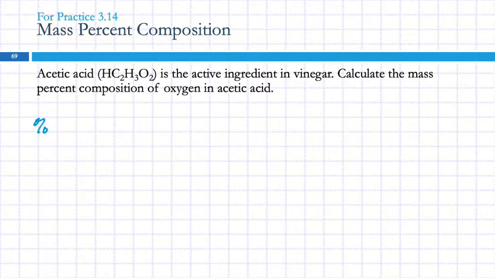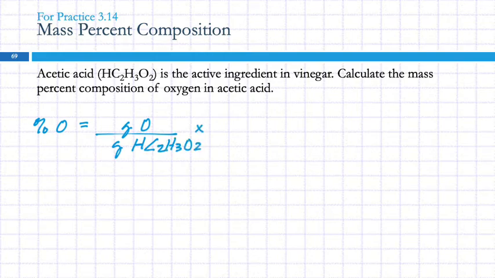So we're looking for percent oxygen. So we want to know how many grams of oxygen in how many grams of HC2H3O2, and multiply that by 100. And we're just going to choose a sample size of 1 mole because it makes things easier.